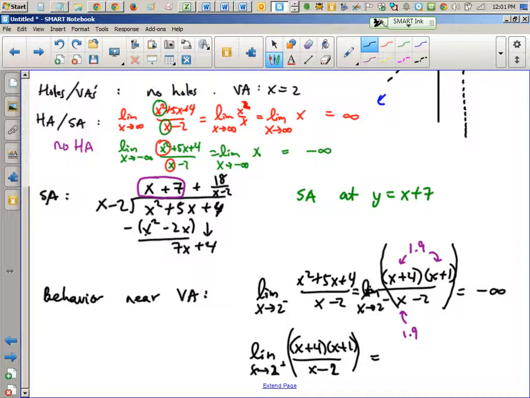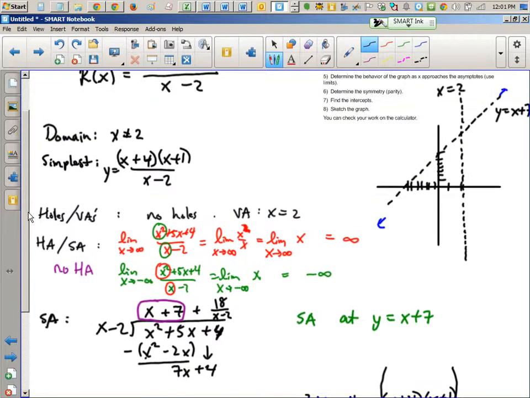You can imagine plugging in like 2.1. Everything's going to be positive, top and bottom, everything. You're going to get 6.1 times 3.1 over 0.1, which is actually a rather large positive number. So this is going to infinity. And now we can conclude that we have a down arrow on the left and an up arrow on the right, which is kind of what I expected.